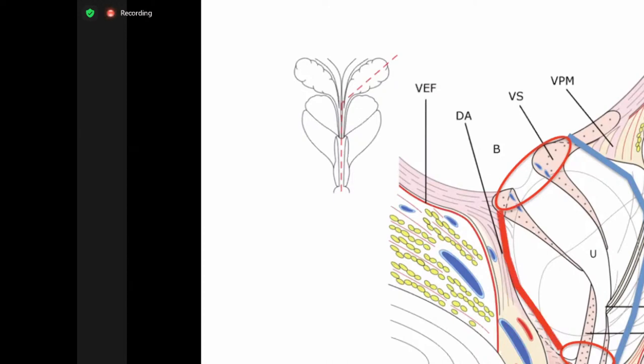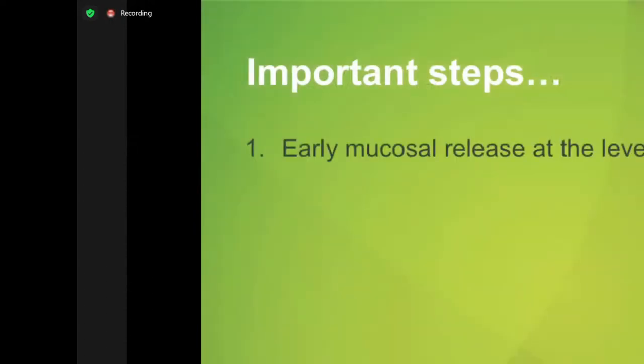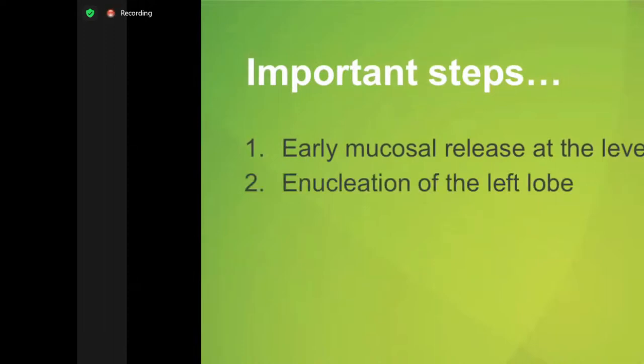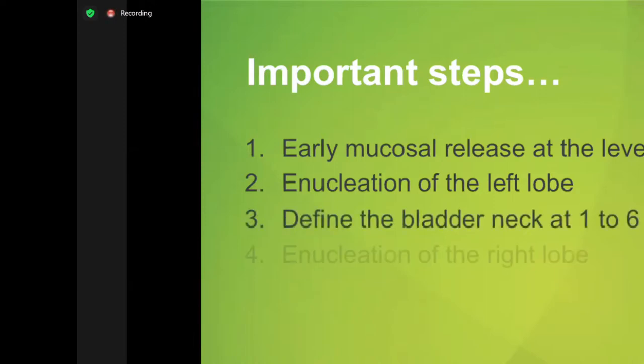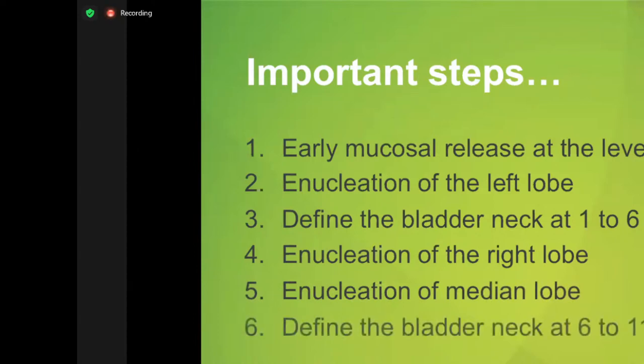And of course, the anterior tissue will have to be divided. So these red areas are the areas that you need to actively incise before you can really push the adenoma into the bladder. There are several important steps. First, release the mucosa. These are just my steps, my habit. I would then enucleate the left lobe, define the bladder neck at the 1 to 2 o'clock position, and then circumscribe downwards to the 6 o'clock position, proceed with the right lobe, the median lobe, and then go back up into the 6 to 11 o'clock position, and then finally divide the anterior fibromuscular tissue, and then proceed with morcellation.